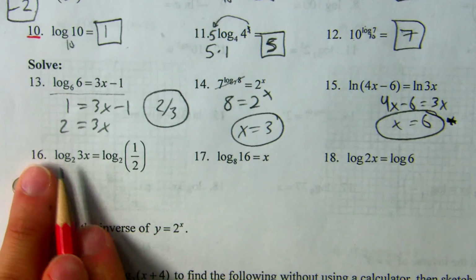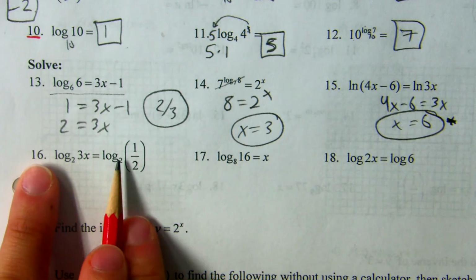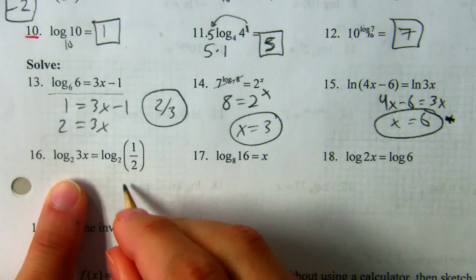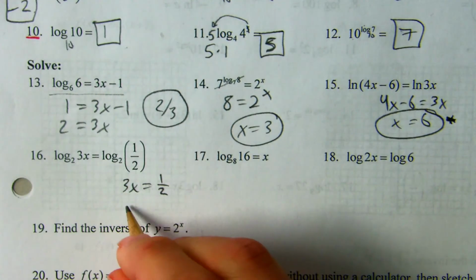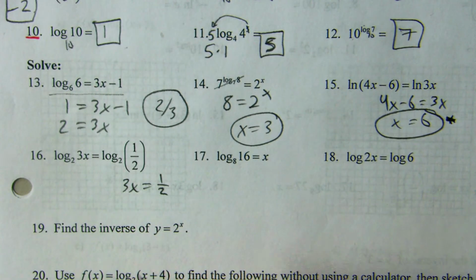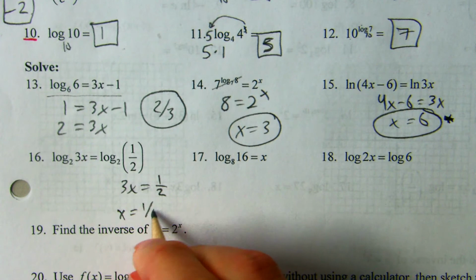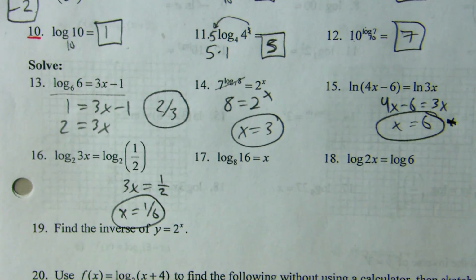Same thing here. Log base 2 of this stuff would equal log base 2 of that stuff as long as the arguments are equal. So figure out where does 3x equal a half. Where does 3x equal 6? That's easy to mess up that arithmetic.